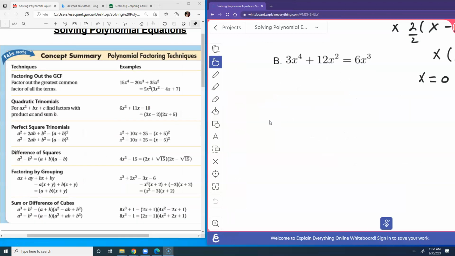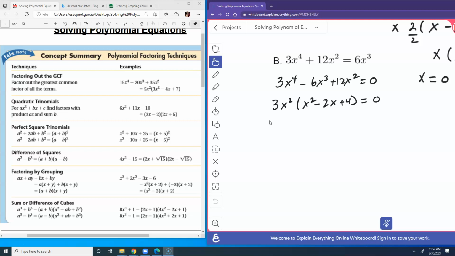Example B, we have 3x to the fourth plus 12x squared equals 6x cubed. So I have 3x to the fourth minus 6x cubed plus 12x squared, and I'm writing it in standard form. And you notice you have 3x to the fourth minus 6x cubed plus 12x squared equals 0. You can factor a 3, and you can also factor an x squared. So you're left with x squared times x squared minus 2x plus 4 equals 0. I factored that out as the greatest common factor.